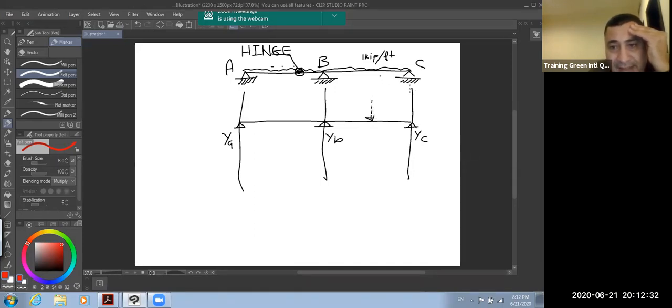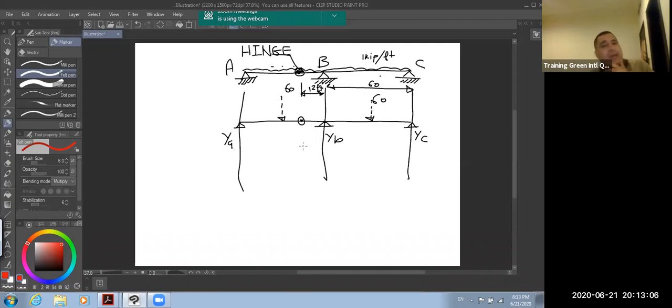Equivalent: 1 multiplied by 60, this distance is 60 feet. Here the equivalent force is 1 kip multiplied by 60. And they have a very beautiful hinge here. This hinge is from this end 12 feet.